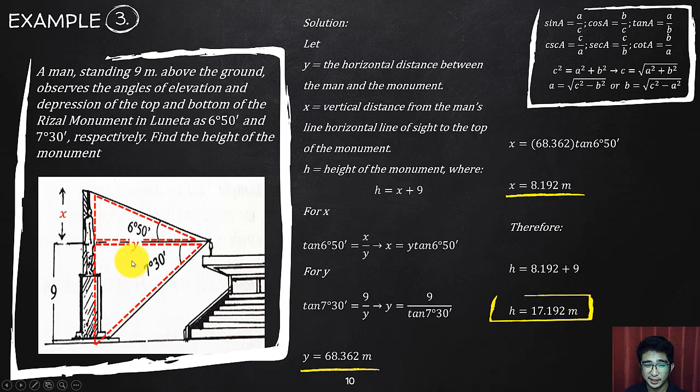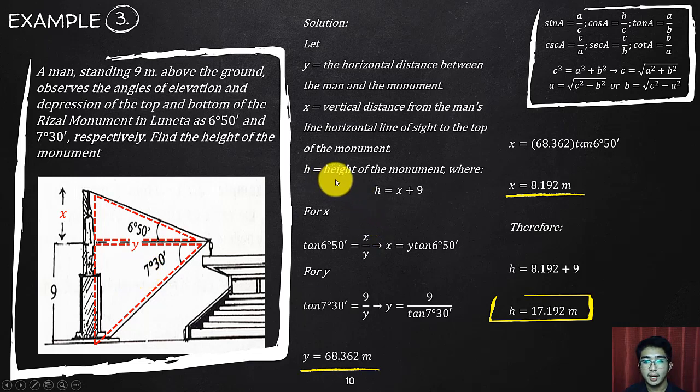So how do we find the height? Obviously the monument is greater than 9 meters, correct? We know this because if the monument were less than 9 meters, then the observer should not be looking up. The fact that he is still looking up, even though he is 9 meters above the ground, means that the monument is still higher than the observer. So how do we solve this particular problem?